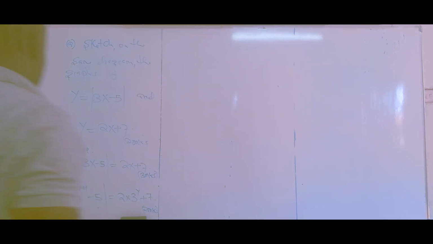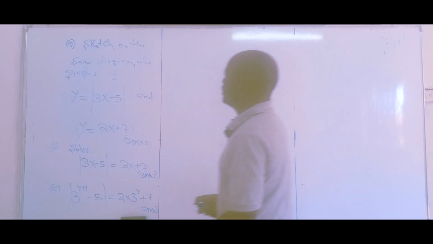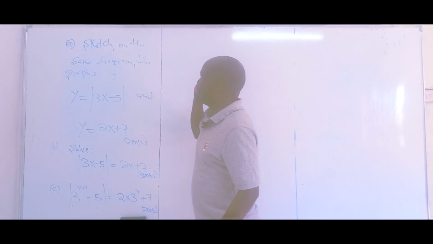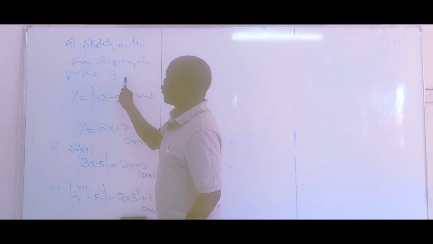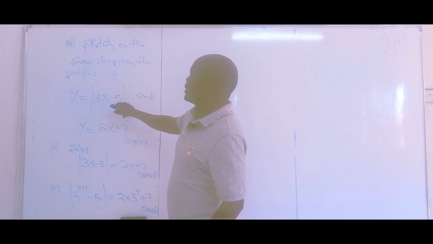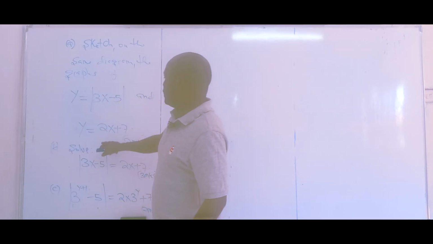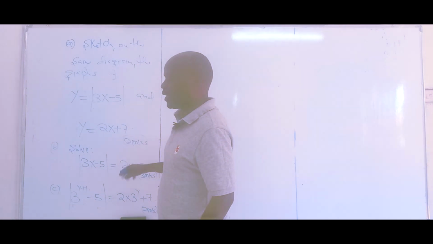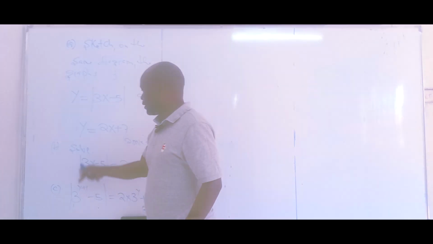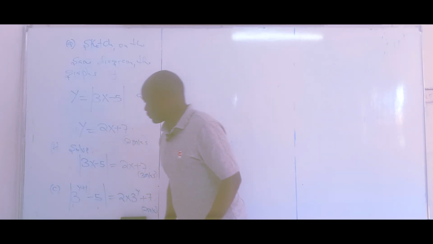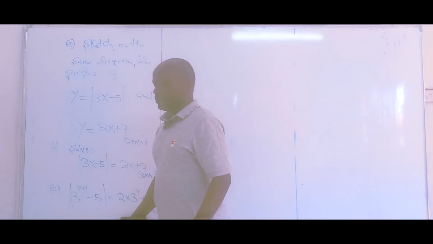That's the question that I want us to look at. Sketch on the same diagram. My handwriting may not be so visible, but I'm reading it. Sketch on the same diagram the graphs of y is equal to 3x minus 5. These two signs here mean modulus. And y is equal to 2x plus 7. Then part B, solve for this. Here you want the value of x, bearing in mind this condition. Part C, we get the value of y, also bearing in mind that particular condition.